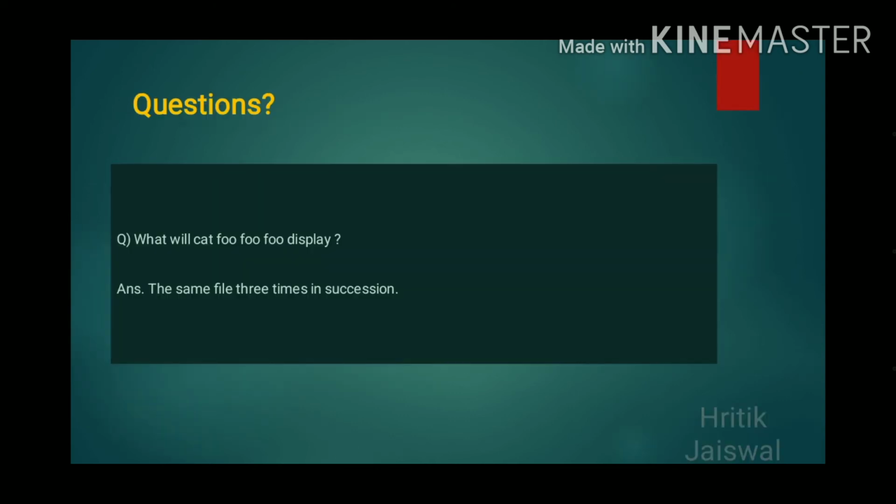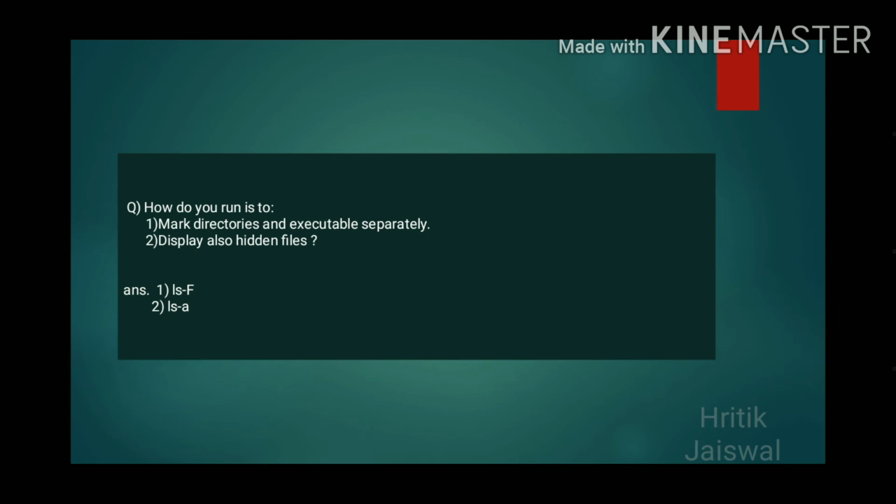Now let's see some questions. First, what will cat foo foo foo display? The same file three times in succession. And the second question: how do you list directories and executables separately marked, and display all hidden files? Answer: first ls -F, second ls -a.